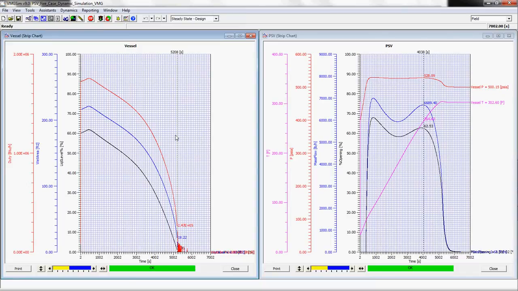At about 5,200 seconds, the vessel has nearly 0% liquid. That's why the pressure starts to drop very quickly. At the same time, the temperature still remains fairly the same. After running about 7,000 seconds, the vessel pressure again is at about 500 psia, which is the PSV set pressure. Since the highest vessel pressure is only about 530 psi, it is protected by this PSV.